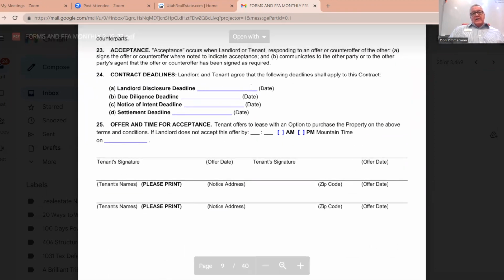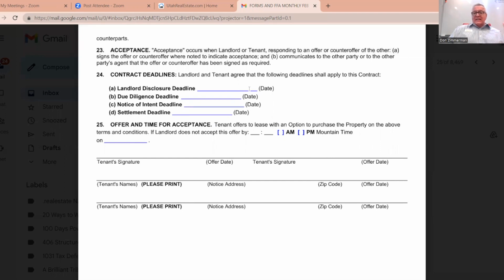Landlord disclosure deadline is by such and such a date so that the tenant can do their due diligence. Due diligence deadline then is such and such a date. A lot like the REPSI, isn't it? Notice of intent. Remember the notice of intent? Notice of intent, if they're going to be leasing this property for a year, and it's a year from today, the notice of intent deadline would be maybe 30 days prior to 1 year. So it would be January 15th of 2024 would be the notice of intent deadline. And then settlement deadline, when that's going to happen.